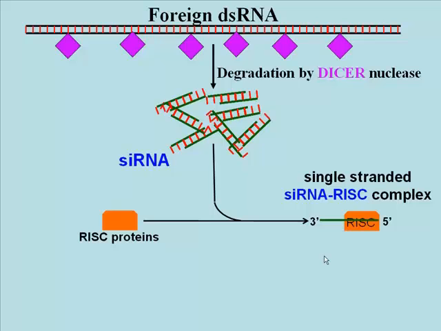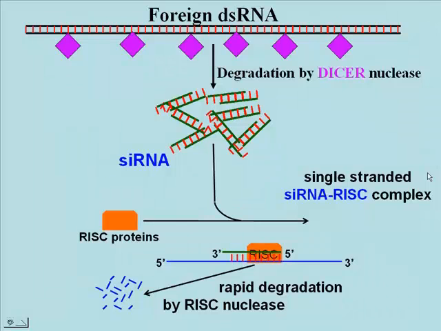Remember that ribosomes themselves are ribonucleoprotein complexes, so the combination of RNAs and proteins into a useful structure in the cell is hardly unknown. The single-stranded RNA in the RISC can H-bond to one strand of the foreign double-stranded RNA and catalyze its rapid hydrolysis. The hydrolytic activity is a property of one of the RISC proteins.